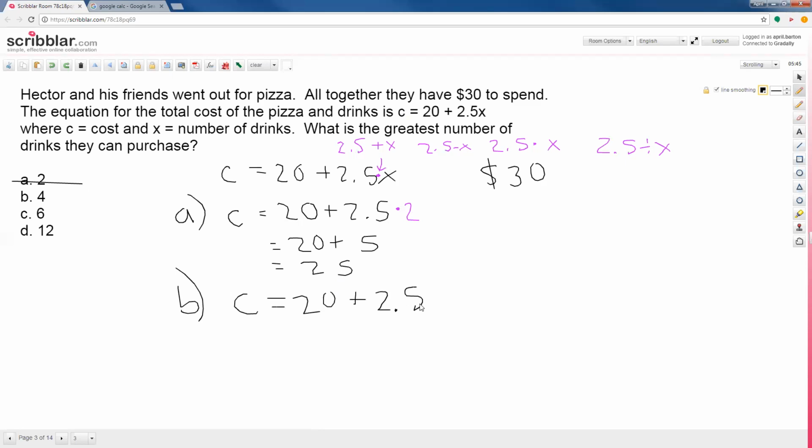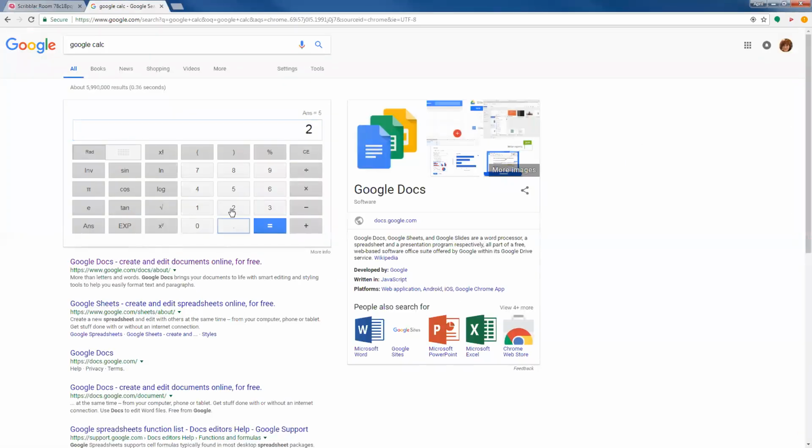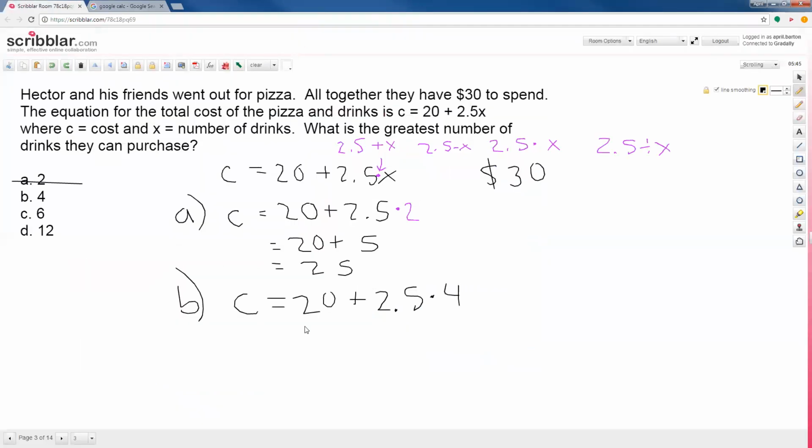So 2.5 times 4 this time. So again, we go to our calculator. 2.5 times 4 is 10. And 20 plus 10 is 30. And that was the amount they spent. So that means they bought 4 drinks.